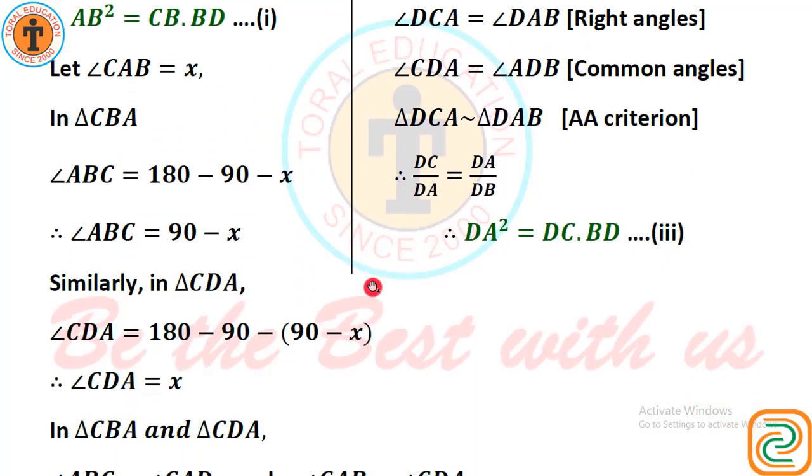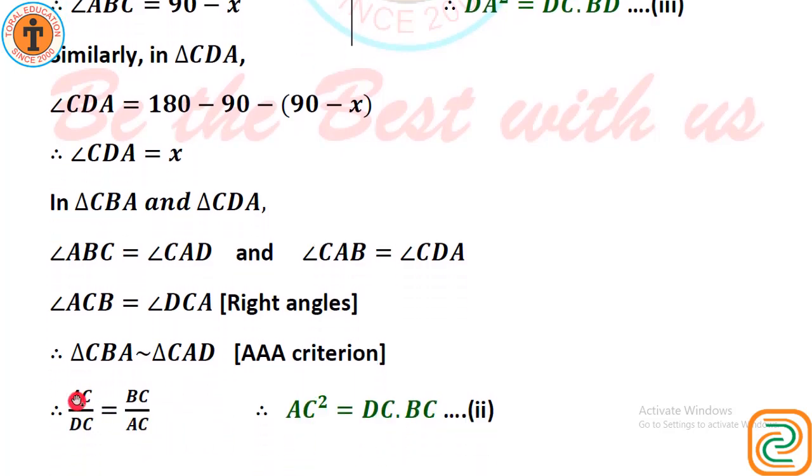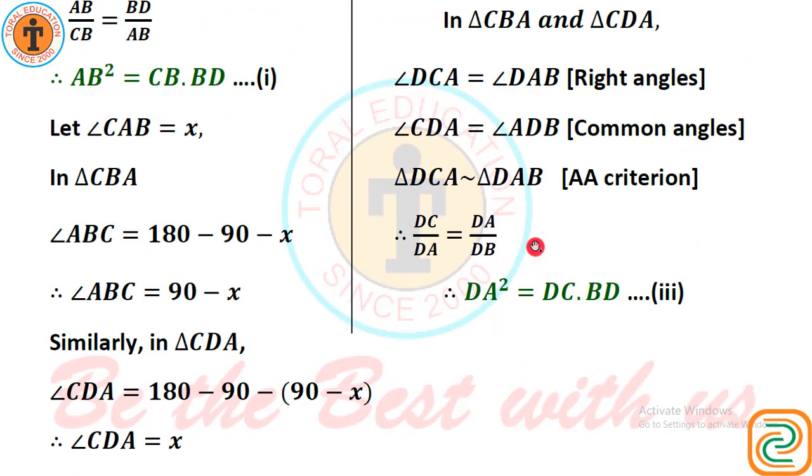So by angle similarity, and one angle, angle C, is a right angle in both the triangles, CBA is similar to CAD by the angle criterion. Therefore AC upon BD, take AC upon DC, and BC upon AC. Therefore AC is common, that is cross multiplication, AC square equals DC into BC. Now look at the third result.